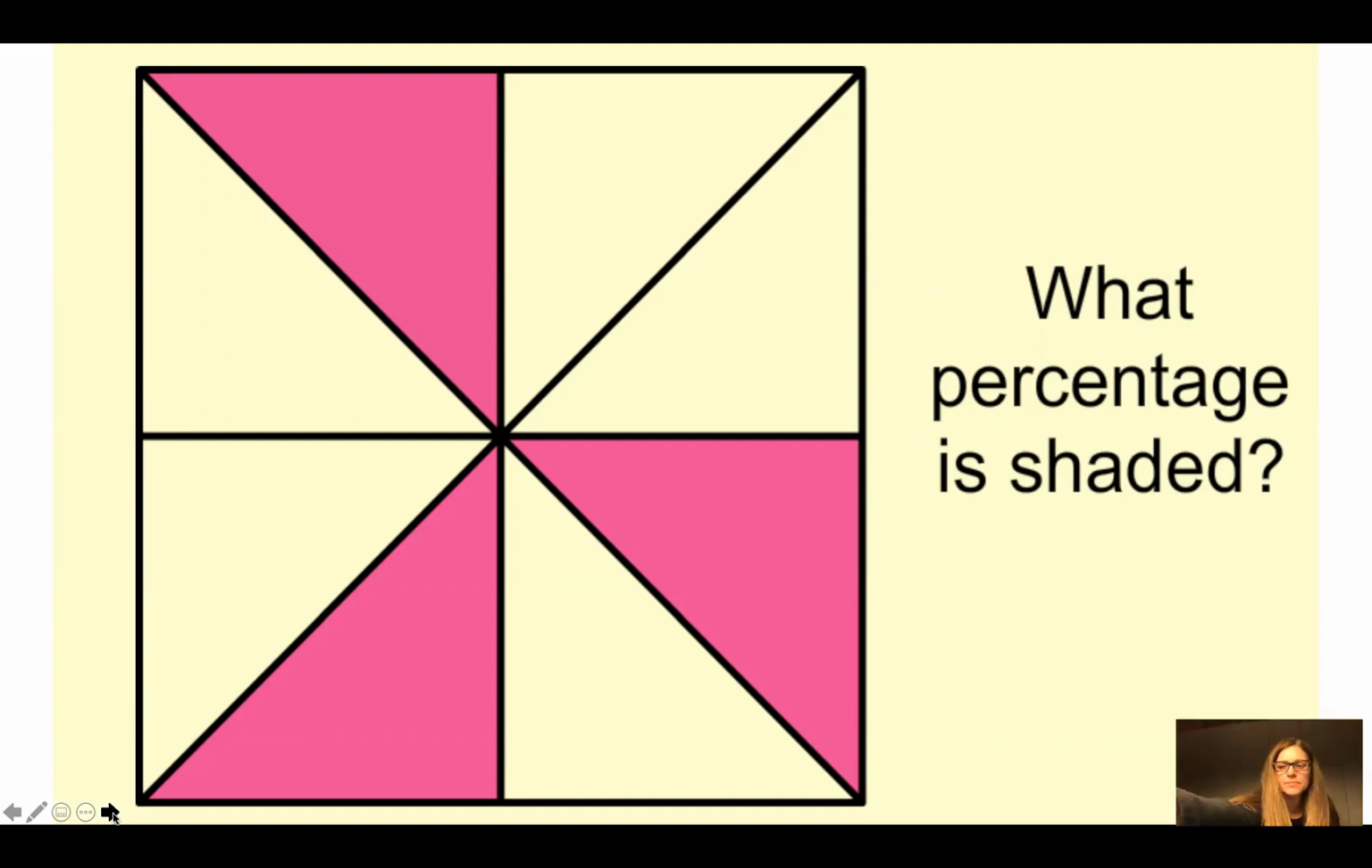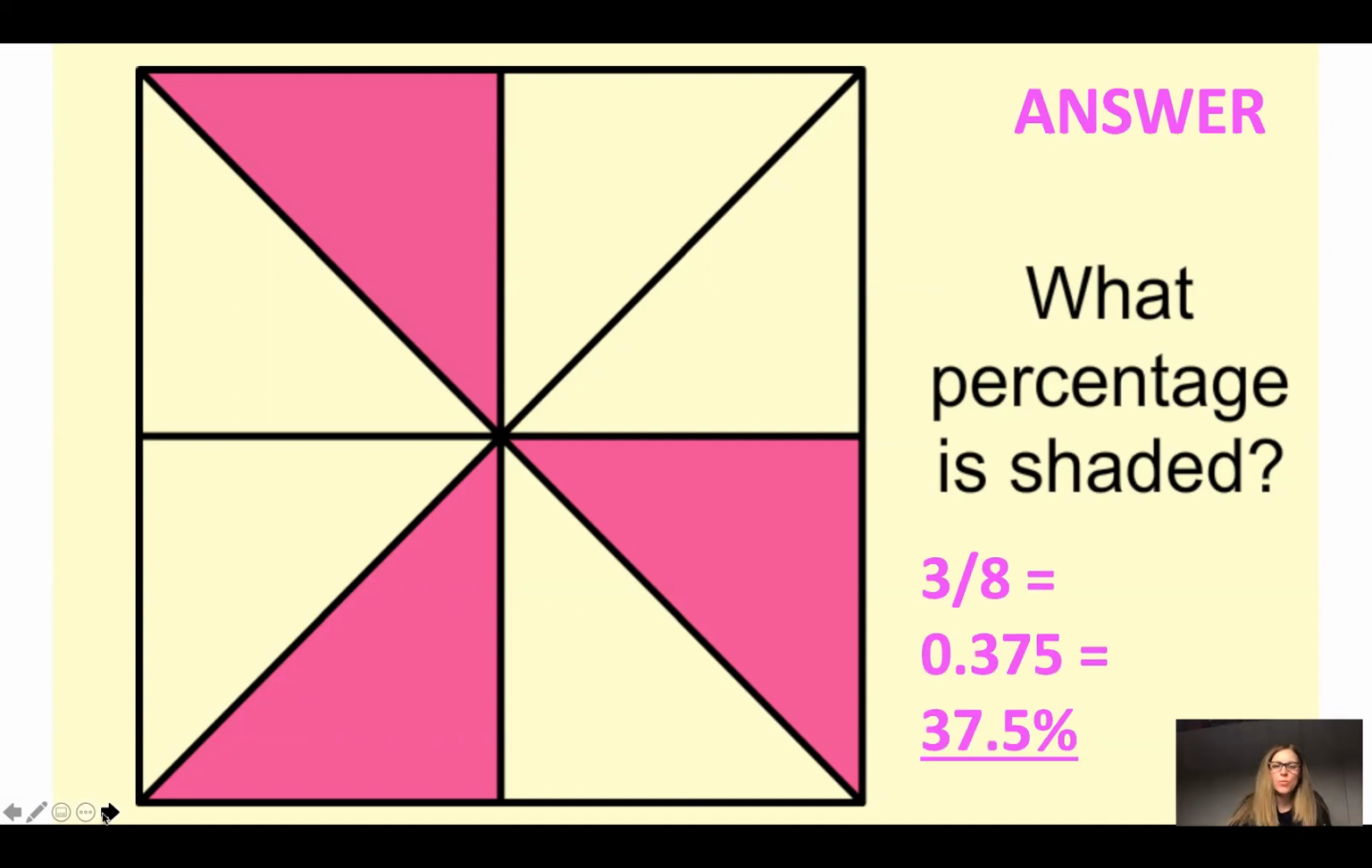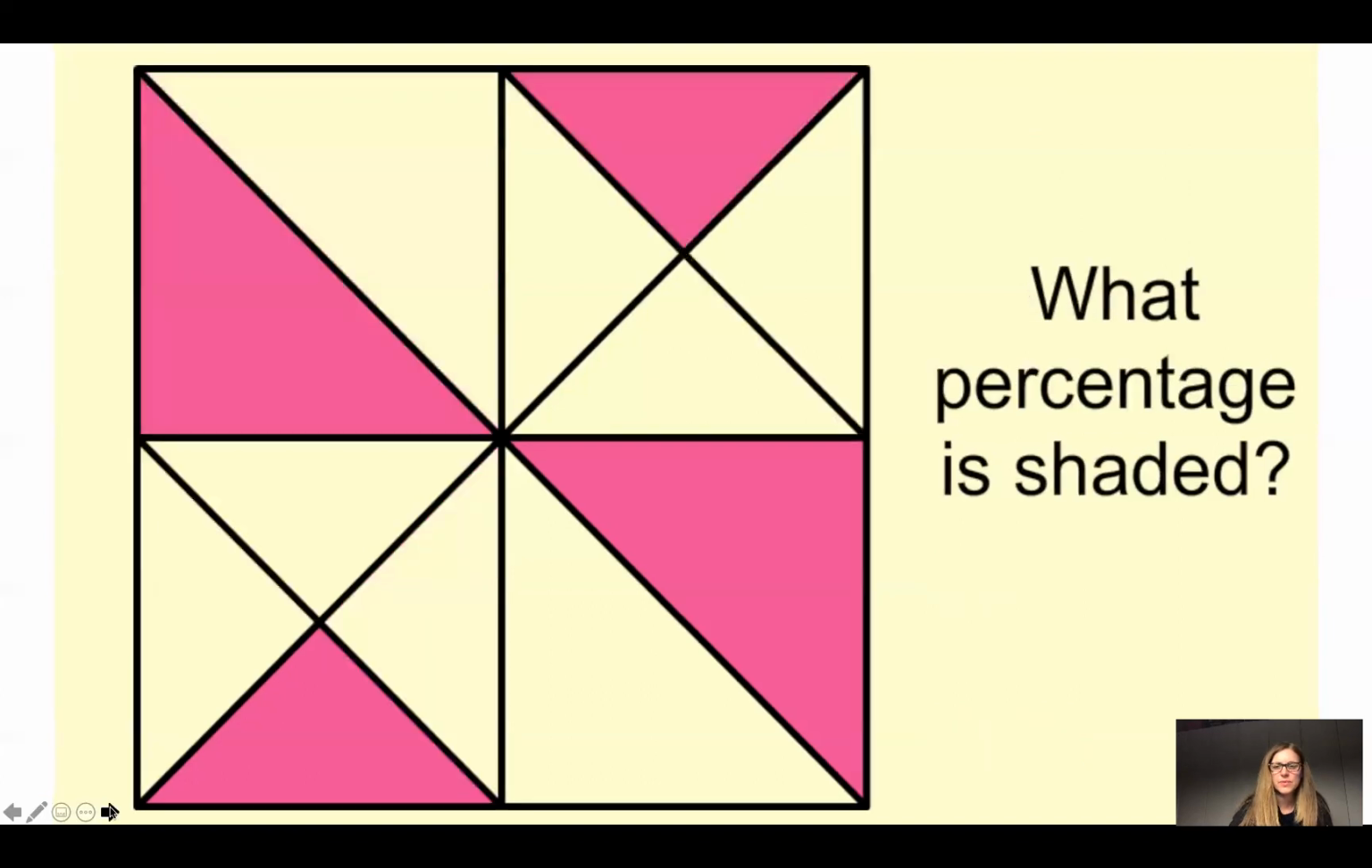Time's up. The percentage shaded, well, we have 3 out of 8, which is 0.375. So the percentage is 37.5%. Remember, I said try and memorize 1/8 is 0.125, and then that will help you with a question like that. Next question. I think I'll give you 2 minutes for this one.